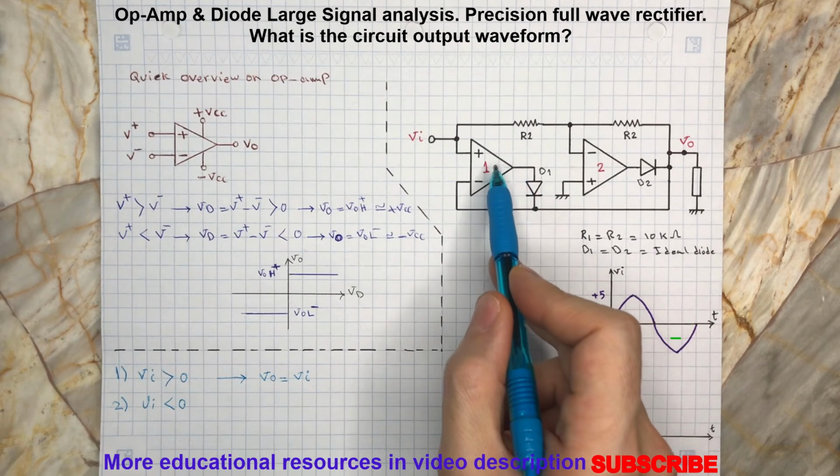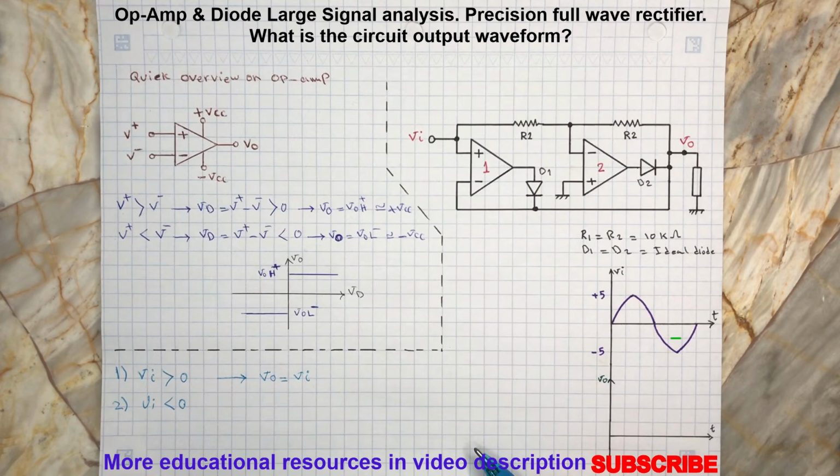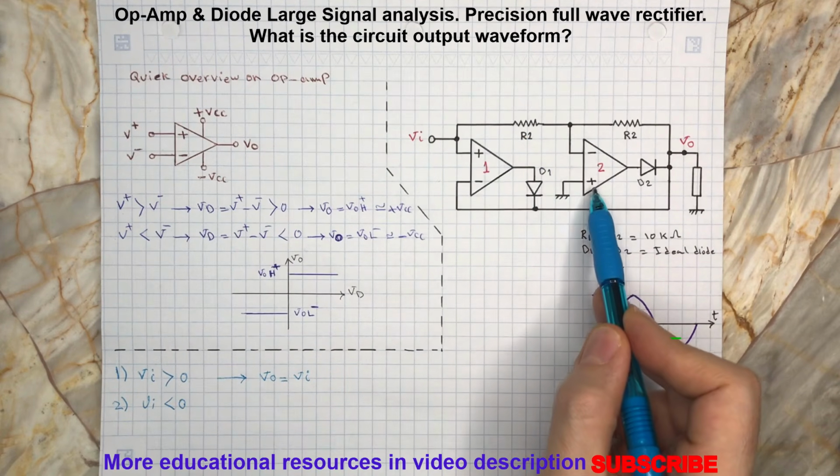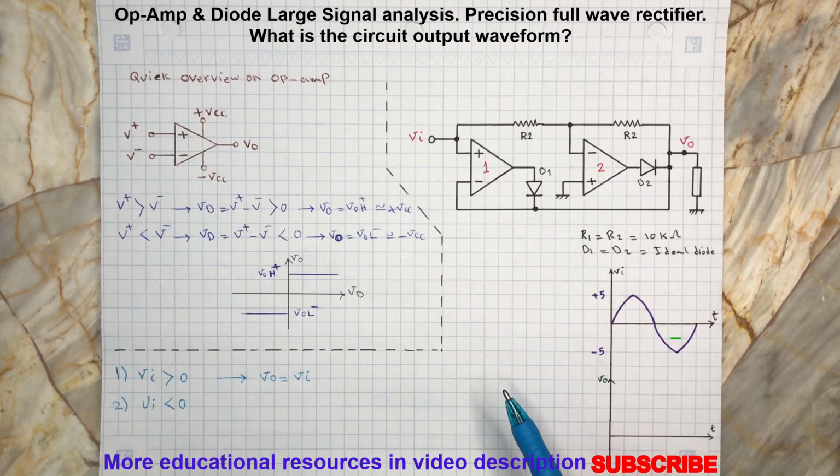This will remain off. However, the output of op-amp number 2 will swing to positive high because its V plus terminal is grounded, and its V minus terminal is connected to Vi by R1. So since Vi is negative, then V plus is greater than V minus, and this is why op-amp number 2 will swing to positive high.